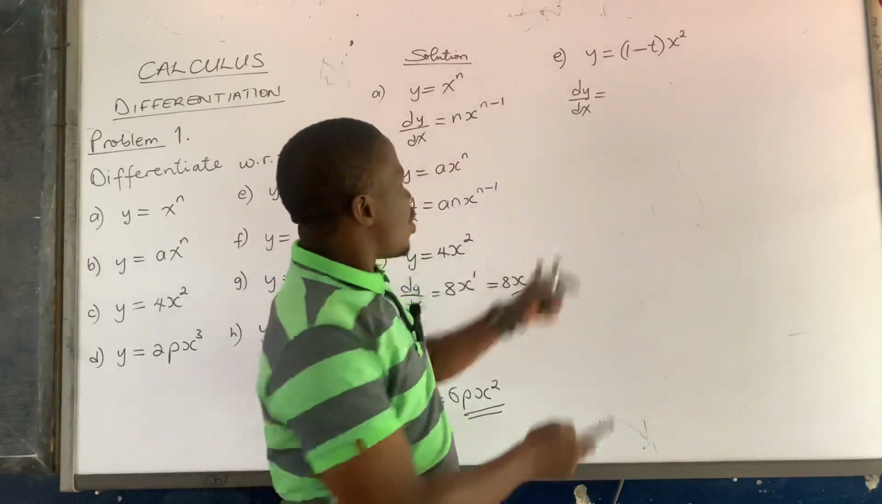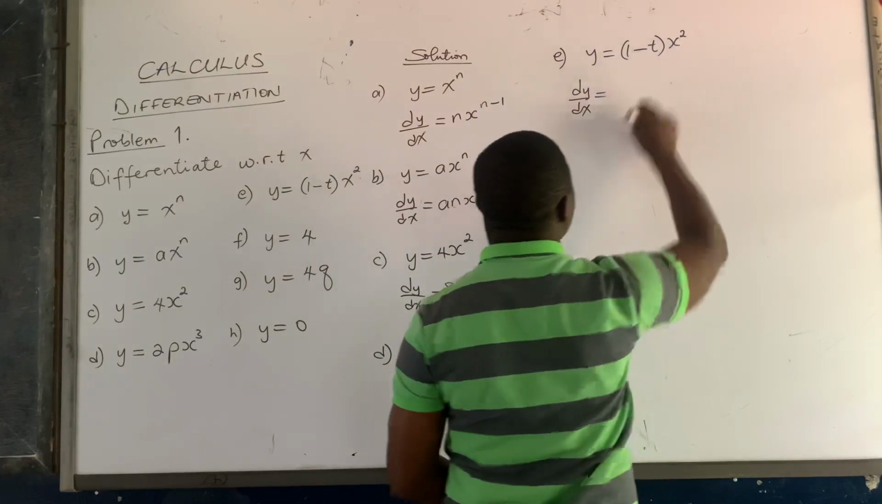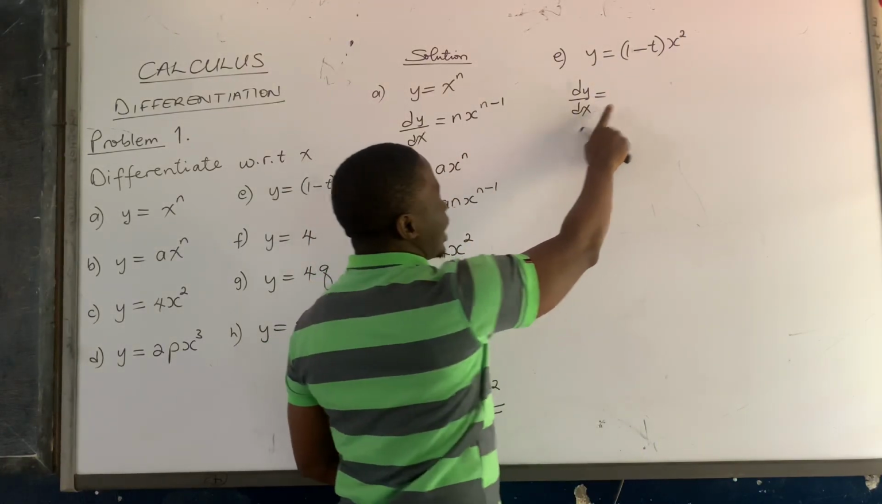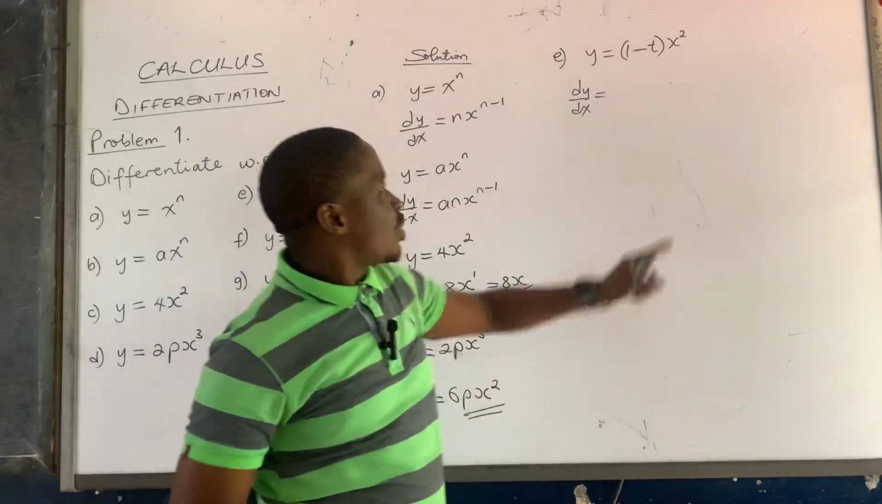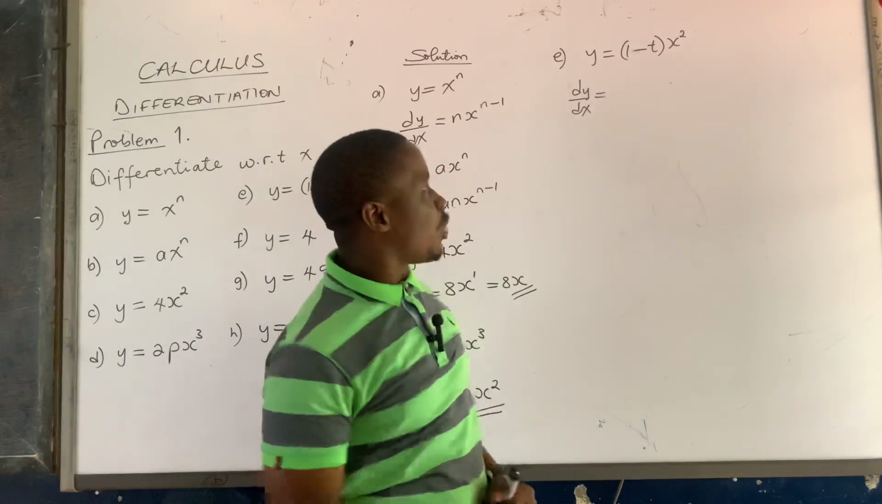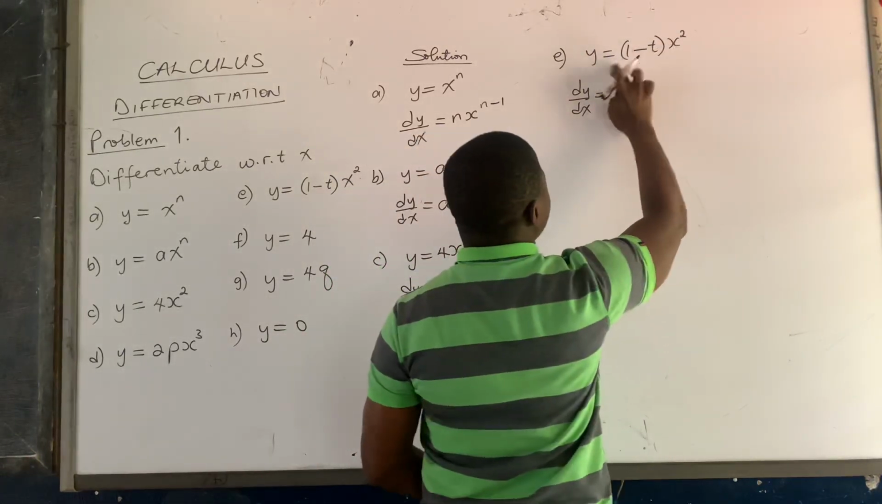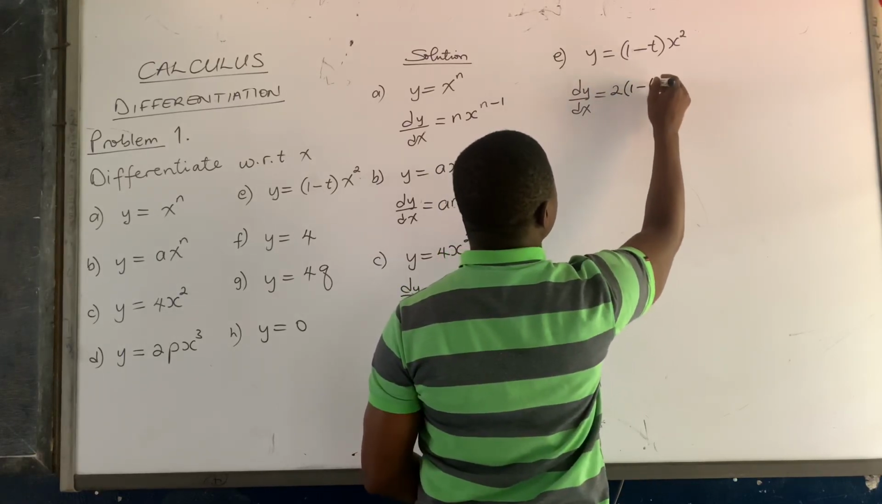To differentiate y with respect to x, the power of this x multiplies the coefficient of this x. What is the power of this x? The power of this x in the function is 2. What is the coefficient of this x? The coefficient of this x in this function is 1 minus t. So the power multiplies the coefficient. When it happens, what do we get? 2 times 1 minus t is 2 multiplied by 1 minus t.